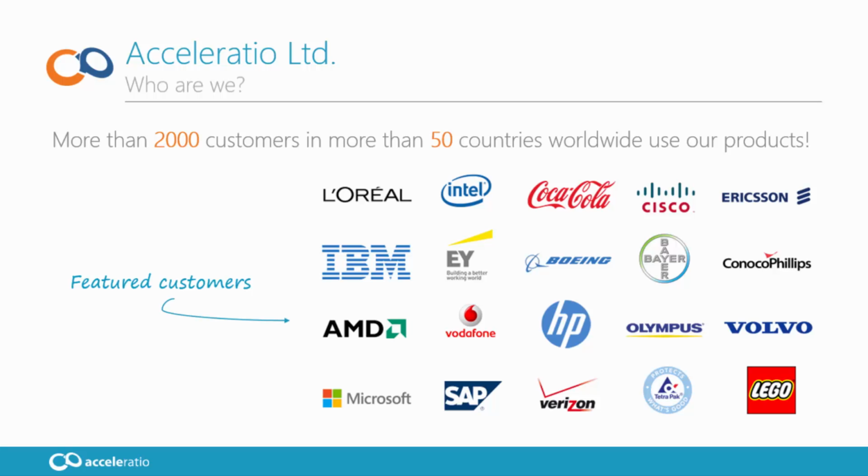Acceleratio is a software development company from Zagreb, Croatia. We develop various kinds of tools. This is just one of them. We also have other tools for SharePoint and Office 365. Some of the world's largest corporations are using our tools to monitor their data centers in various countries, mostly in the United States and European Union.